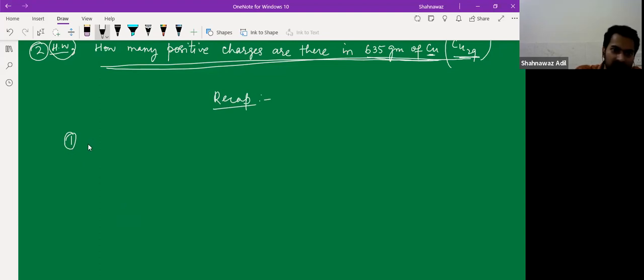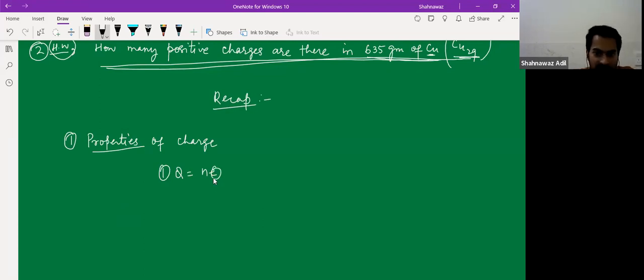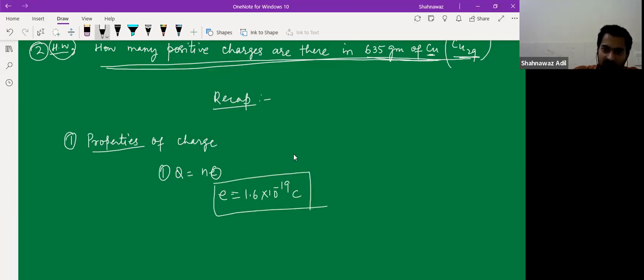Then we learned about the properties of the charges. The total charge is an integral multiple of this small charge e, where e is the charge on one electron, which is 1.6 into 10 to the power minus 19. This is called the quantization of the charge.